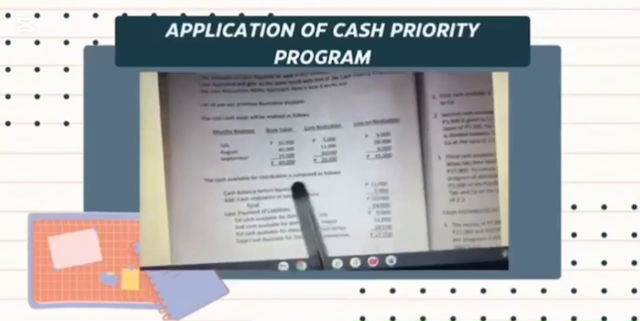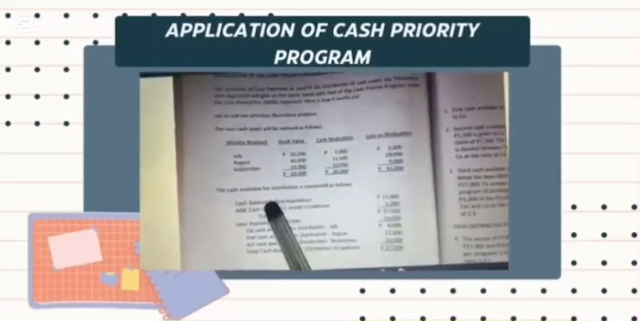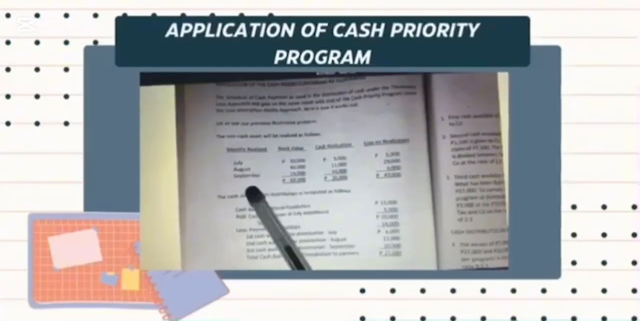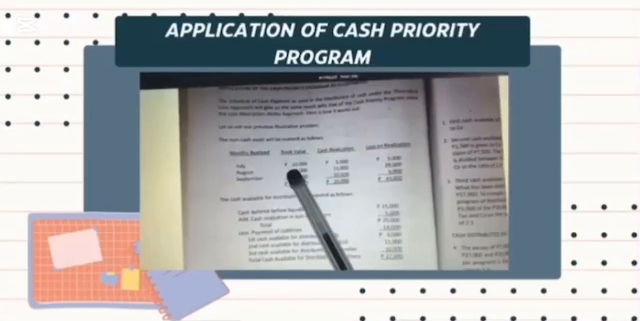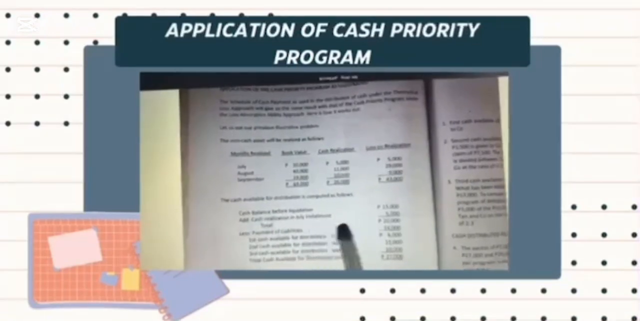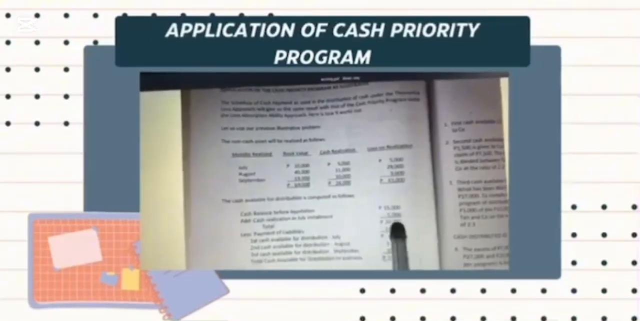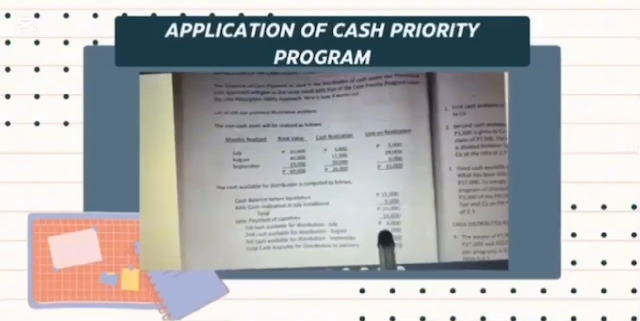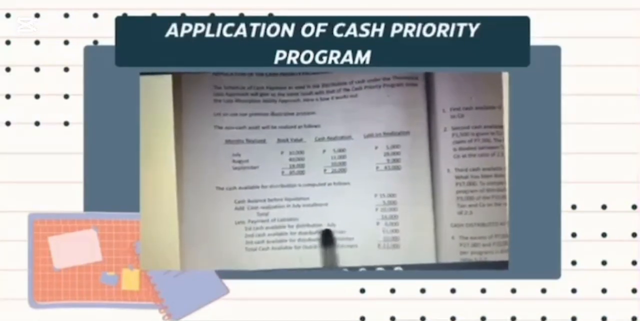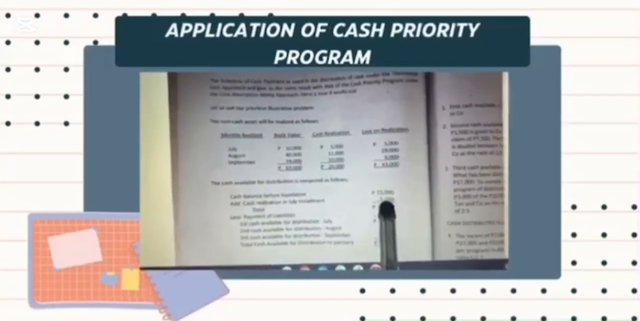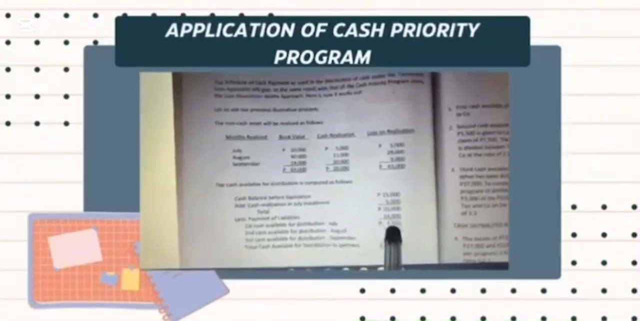So the cash available for distribution is computed as follows. The cash balance before liquidation is 15,000, July 10,000 and 5,000. So add the cash realization in the July installment of 5,000, so the total is 20,000. Less payment of liabilities of 14,000. So the first cash available for distribution, of July, is 6,000, since 20,000 minus 14,000 is 6,000.